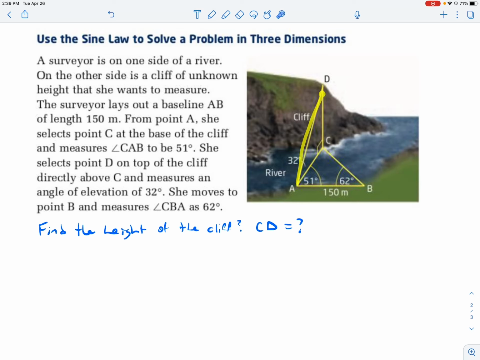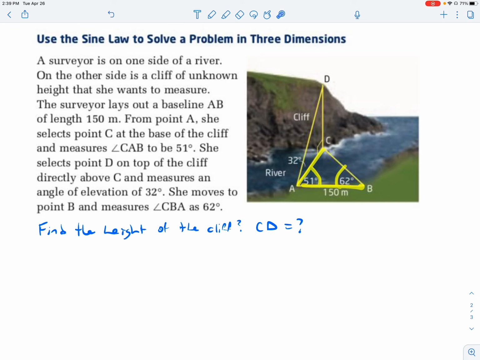It's going to be too hard to find the hypotenuse. There's nothing given to help with that. But perhaps I could find the base of that triangle right here, AC. If I had AC, I could easily use tan and find the height of the cliff right here. Now, can I even find this? I think so. We have an angle here, we have an angle here, we have a length 150. I'm pretty sure we could do a little bit of sine law or cosine law.